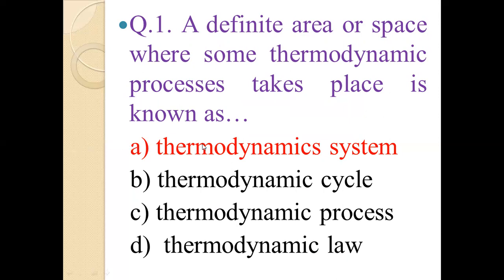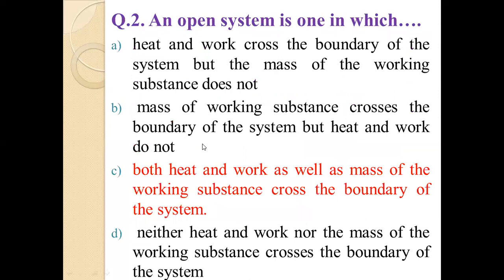Now, second question is, an open system is one in which heat and work. See, friend, what is the definition of an open system? An open system is a system in which energy as well as mass cross the boundary. Is it correct? So, there are four options here.